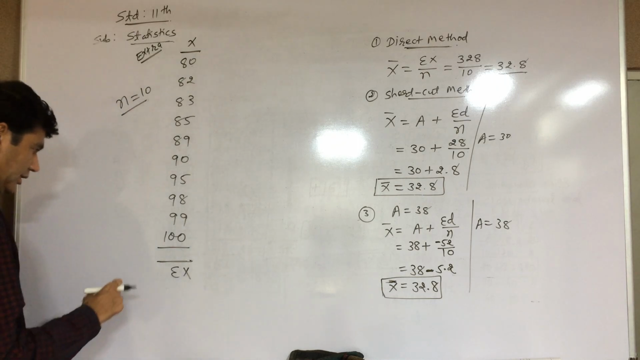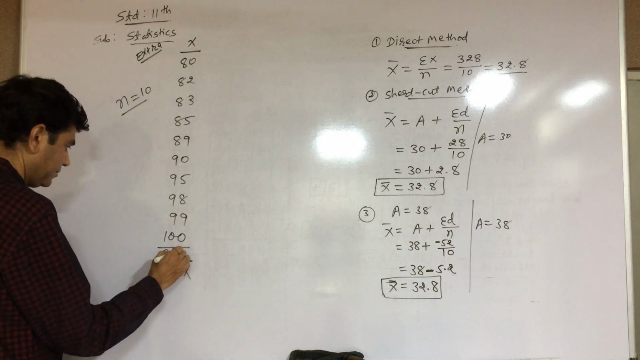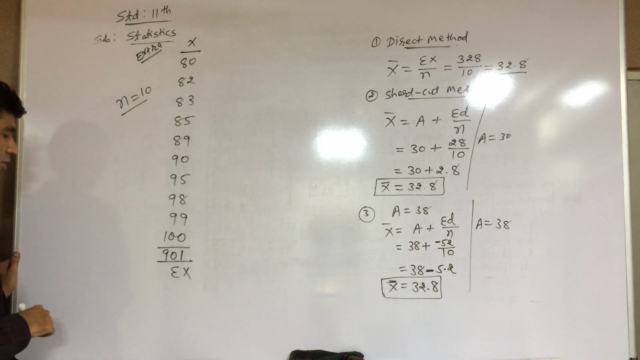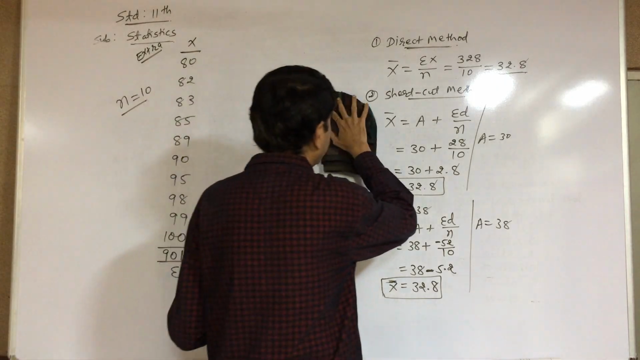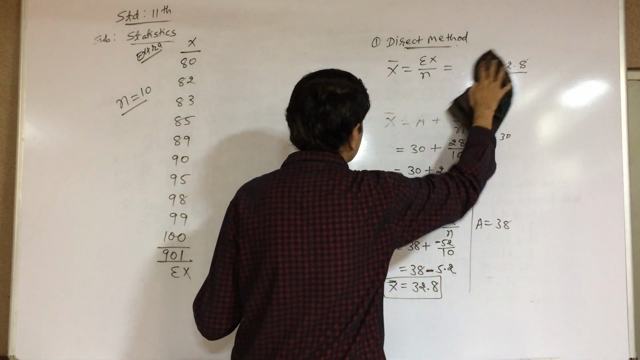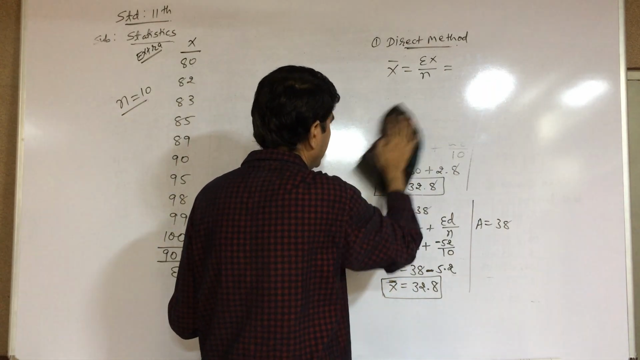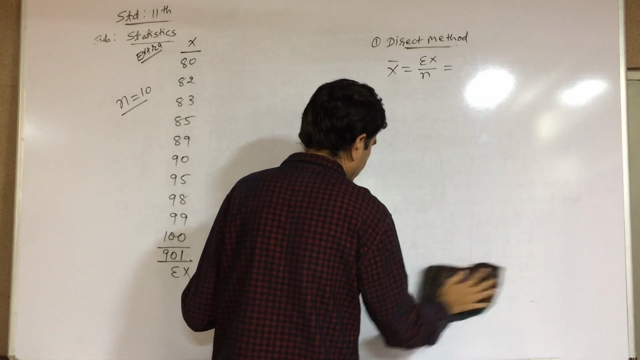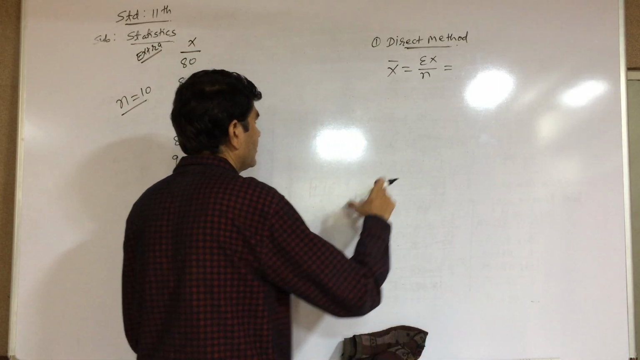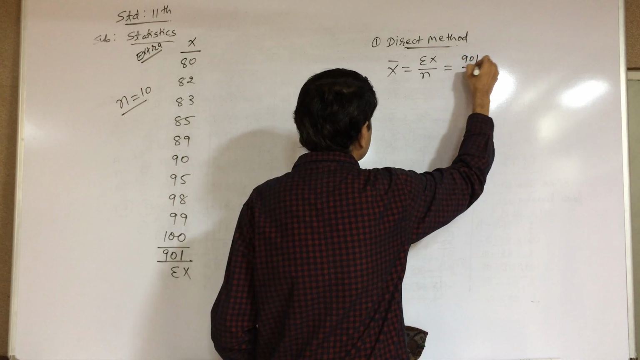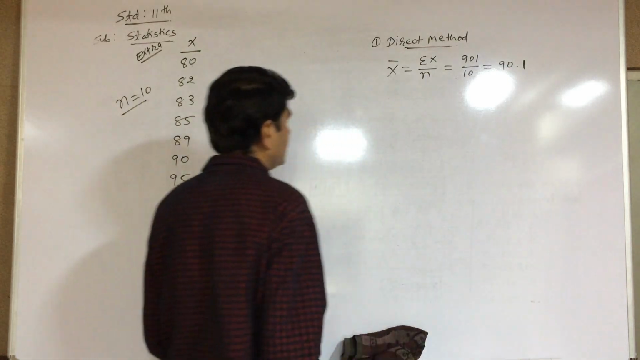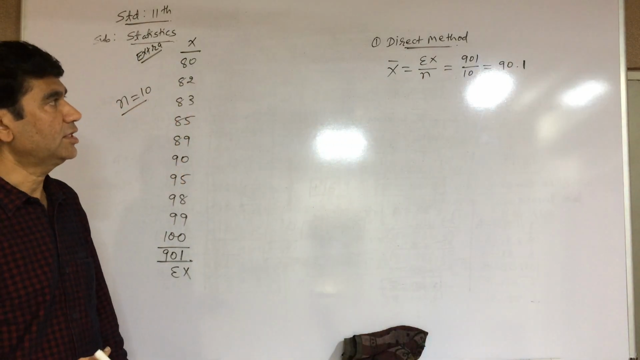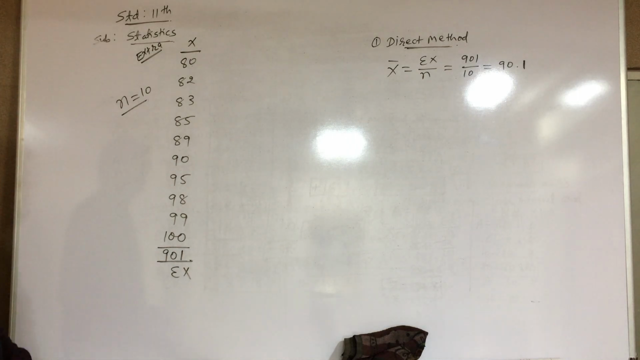So I think total is 901. Total of x, sigma x, and n is equal to 10. So write down heading direct method. Formula x bar is equal to sigma x upon n. Sigma x is 901, n is equal to 10. So answer is 90.1 according to direct method.